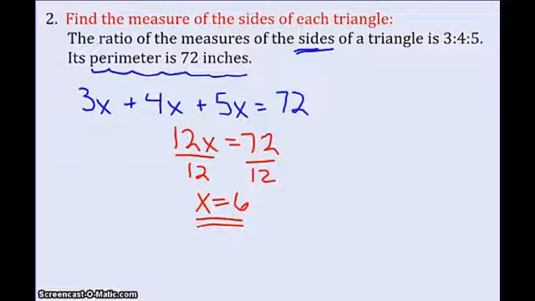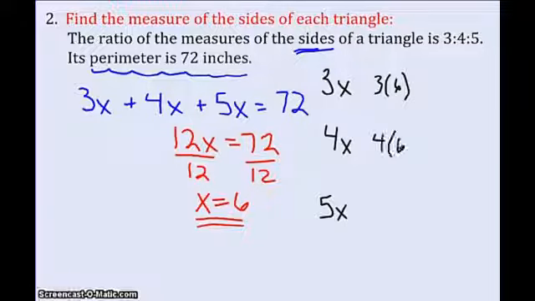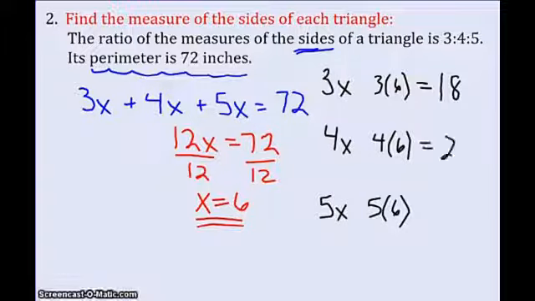So our question is not completed. What do we have to do? We have to find out the values of the sides 3x, 4x and 5x. The value of x is equal to 6. So 3 into 6, 4 into 6, 5 into 6. 3 into 6 is 18, 4 into 6 is 24 and 5 into 6 is 30. So therefore the sides are 18 inches, 24 inches and 30 inches.